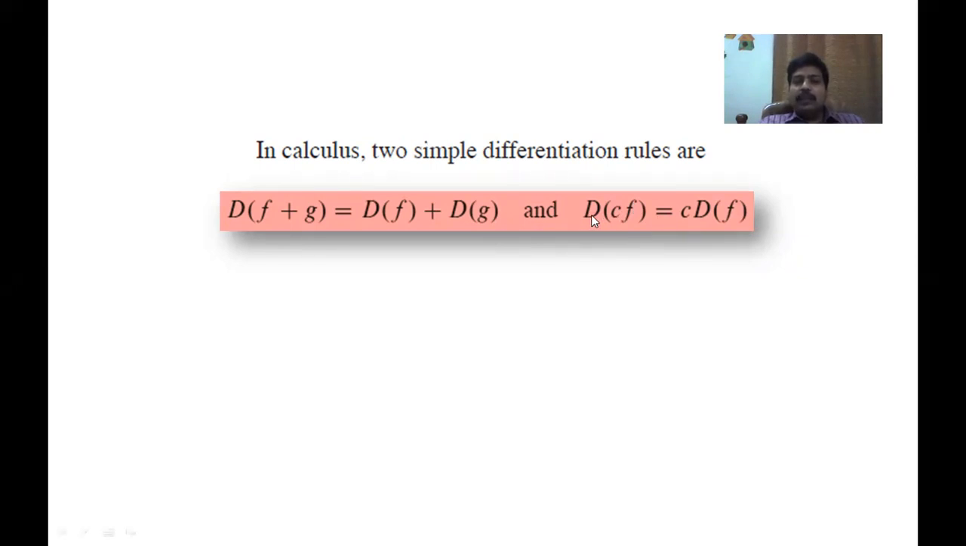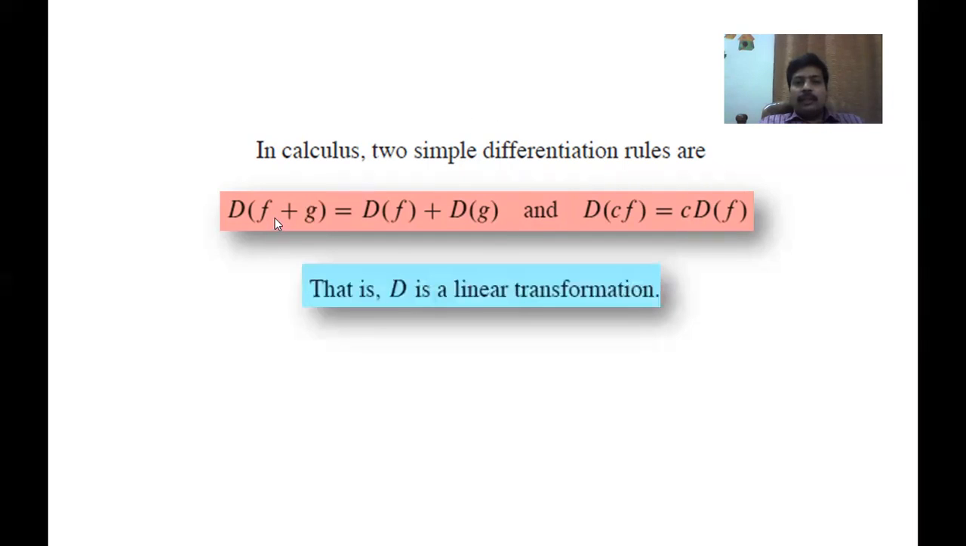And we know that the derivative of 5 cos x is equal to 5 times the derivative of cos x. So we can take out the constant. So here f is the common function. The derivative of cf is equal to c times the derivative of f. These two rules are very familiar in derivations.